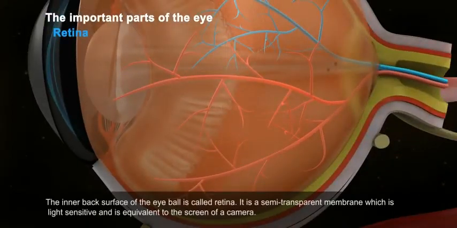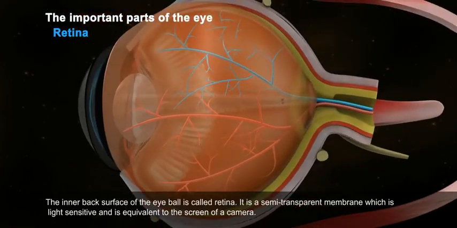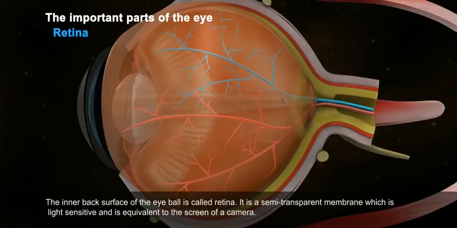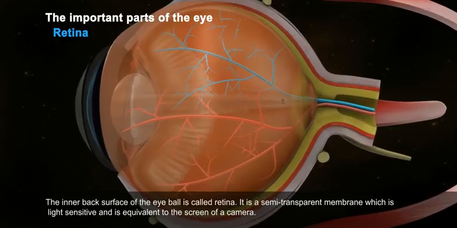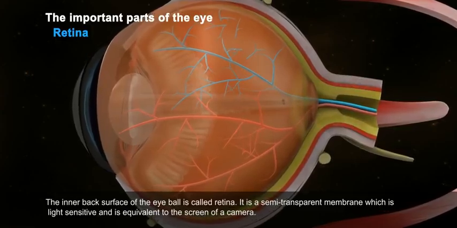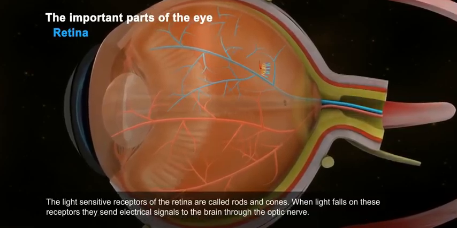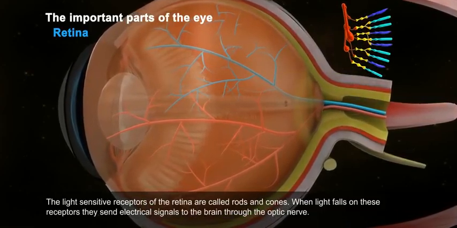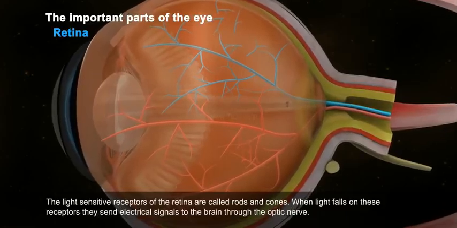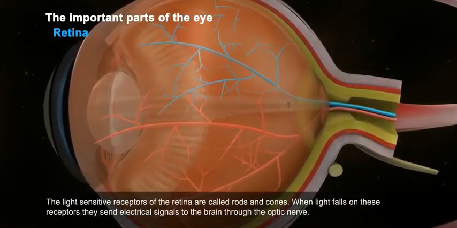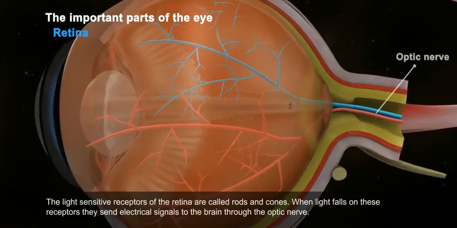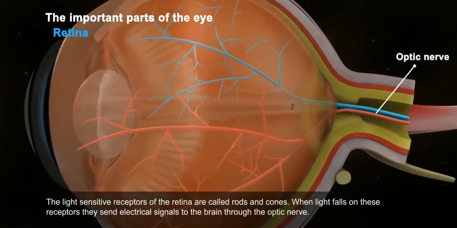Retina. The inner back surface of the eyeball is called retina. It is a semi-transparent membrane which is light sensitive and is equivalent to the screen of a camera. The light sensitive receptors of the retina are called rods and cones. When light falls on these receptors, they send electrical signals to the brain through the optic nerve.